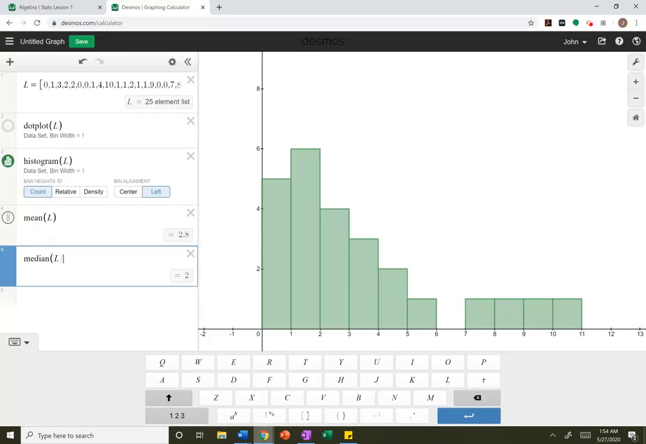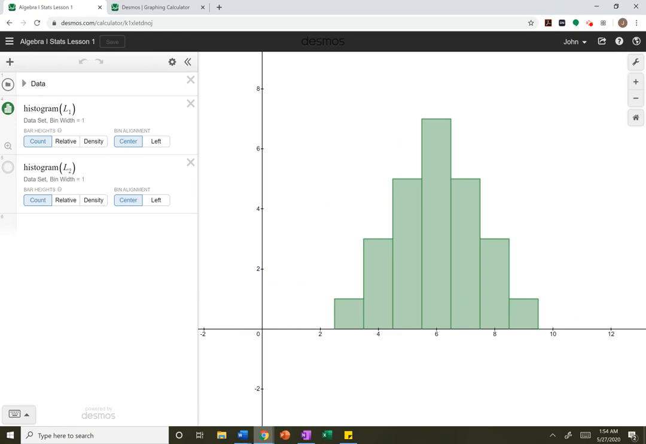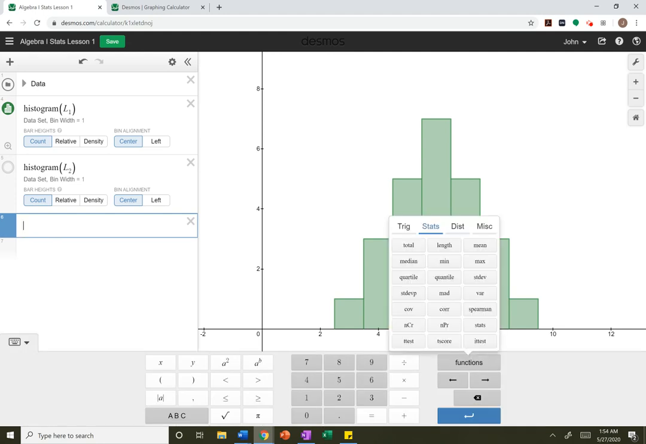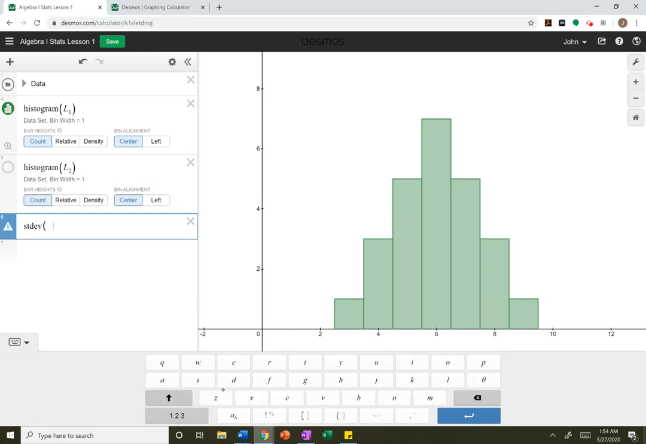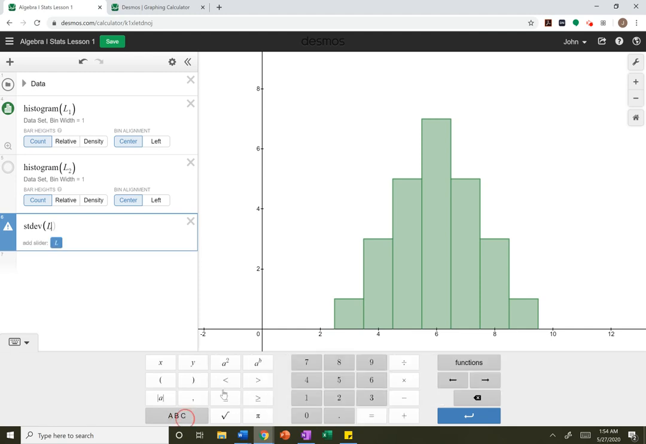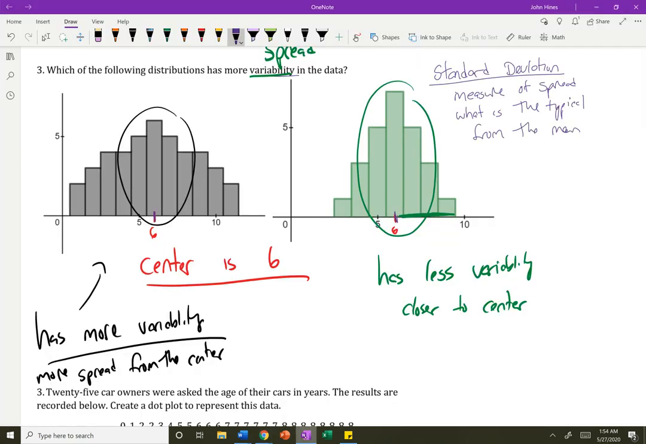And on Desmos, it can find the standard deviation for us. So the way we're going to do that is we're going to go to statistics, function, statistics, I want my STDEV, standard deviation. Well, what do I want the standard deviation of? Of list L. Here I have the green one called L1. So the standard deviation of that green distribution is 1.47. It's going to be some crazy decimal. So S, we use the letter S for standard deviation, is 1.47.